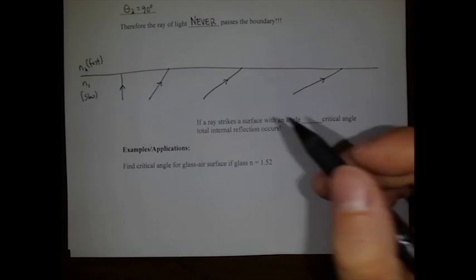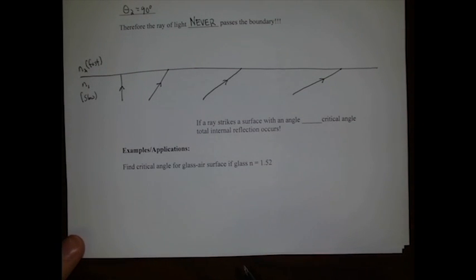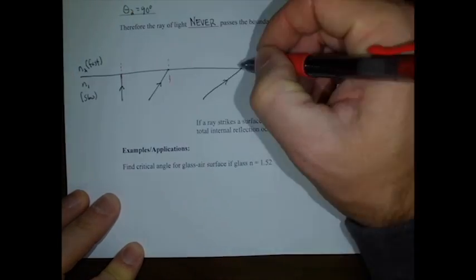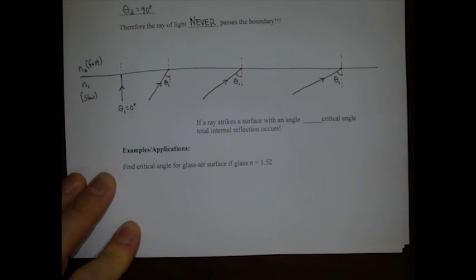So here I have my boundary, my slow medium and my fast medium, and I have four different rays of light that are all striking that same interface and then picking up speed. Now remember that the angle of incidence is always measured from a normal line. So as I go from left to right, I can see that my angle of incidence is increasing.